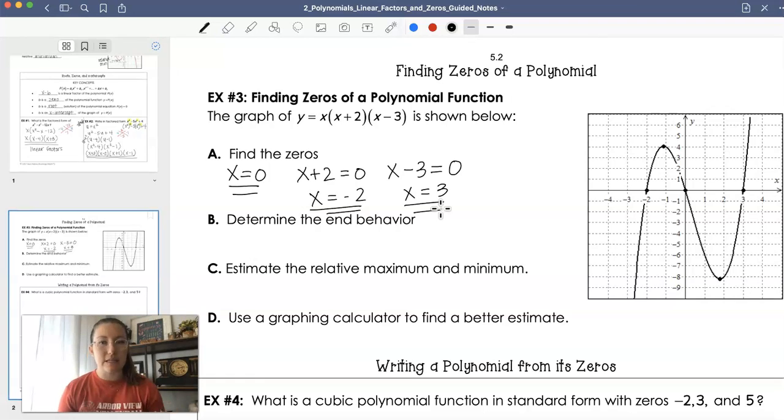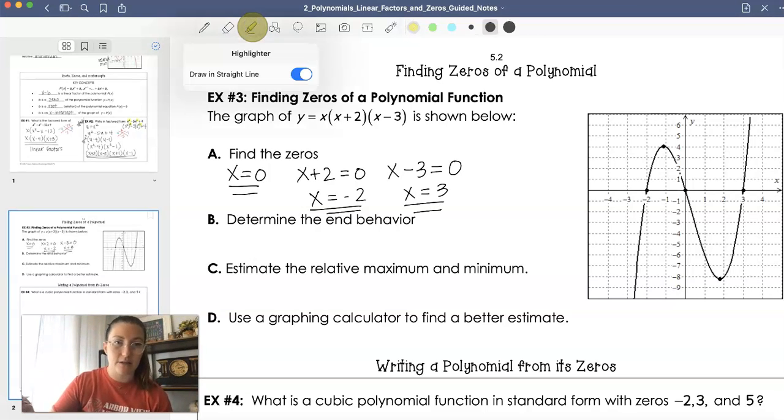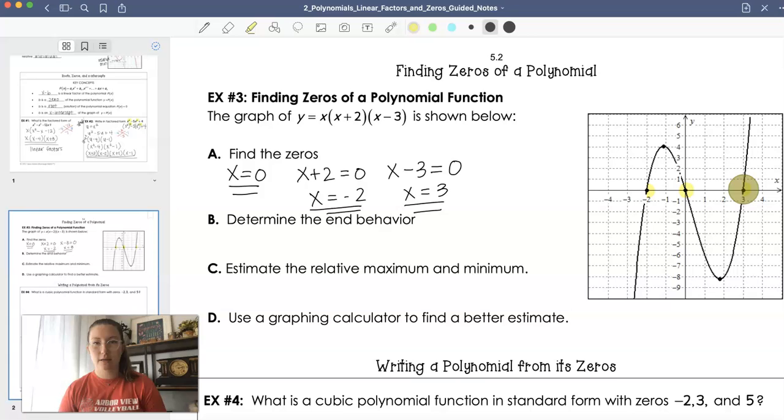Remember, these zeros will also be on your graph as the x-intercepts. So notice, at 0 I have an x-intercept, at negative 2 an x-intercept, and at 3 an x-intercept. Now we're going to talk about end behavior, so we're going to determine the end behavior.